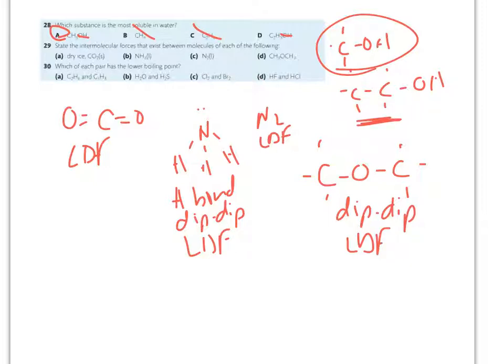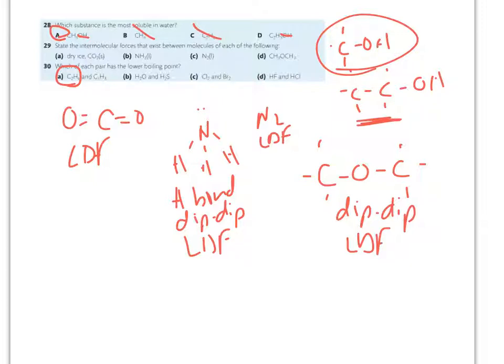C2H6 and C3H8. C3H8 should be, I'm sorry, I'm looking for the lower boiling point. So C2H6 will boil easier because it's a little lighter, even though they're both nonpolar.